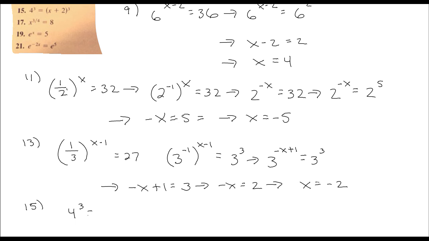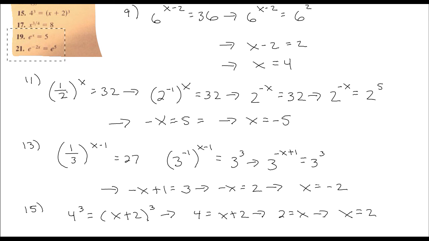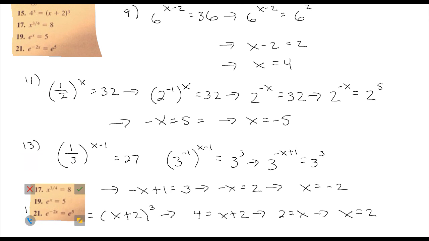Number 15. 4 cubed is equal to x plus 2 quantity cubed. Okay, so since the exponents are the same, I can equate the bases. So 4 is just equal to x plus 2, and if you subtract the 2 from both sides, you get 2 is equal to x, which I just prefer to write as x equals 2. So x is 2. Number 17, and I tell you what, let me copy these last 3 down again.